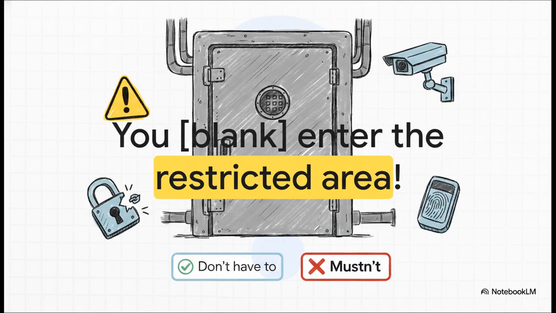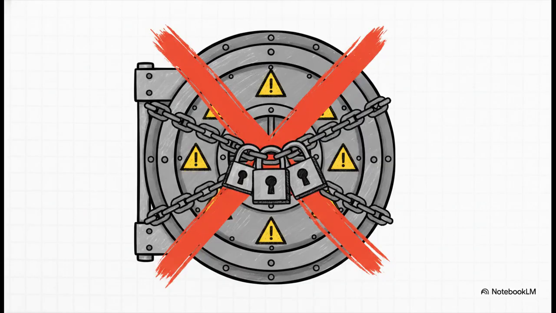Let's try one more. This is a very high-stakes scenario. Imagine you're standing in front of a top-secret laboratory door. The sentence is, you blank enter the restricted area. Which option goes in that blank? Don't have to or mustn't. Making the wrong choice here could literally result in a massive security breach. And the answer is mustn't. It's the only correct choice for an absolute prohibition. If you told someone they don't have to enter the restricted area, you're telling them it's optional, essentially inviting them to just wander in if they feel like it. Mustn't ensures that door stays firmly shut.